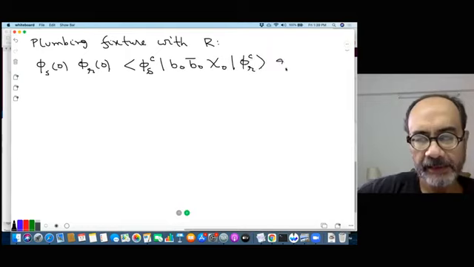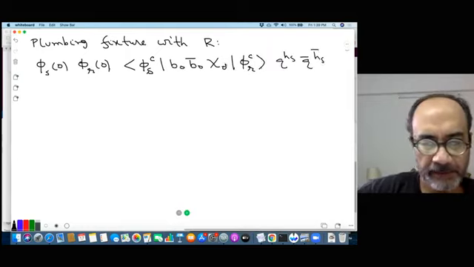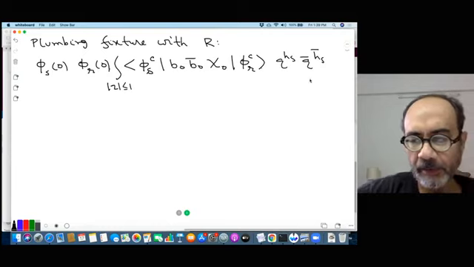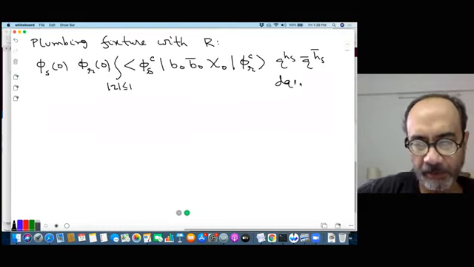Then you have q to the hs, q bar to the hs bar. And you have to integrate over mod q less than or equal to 1 with the measure dq dq bar.